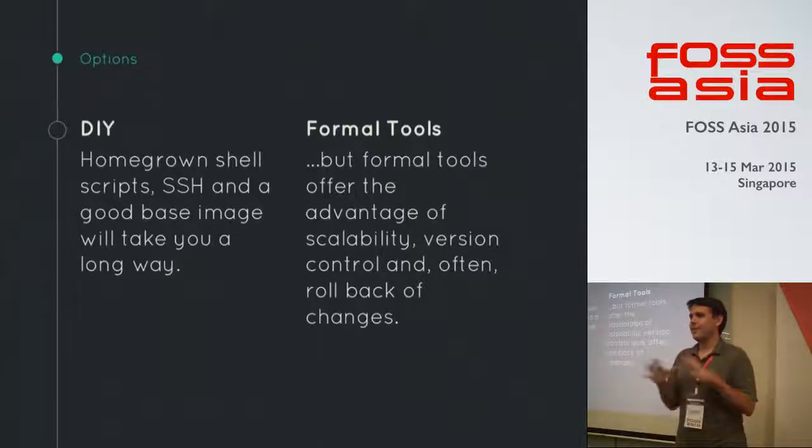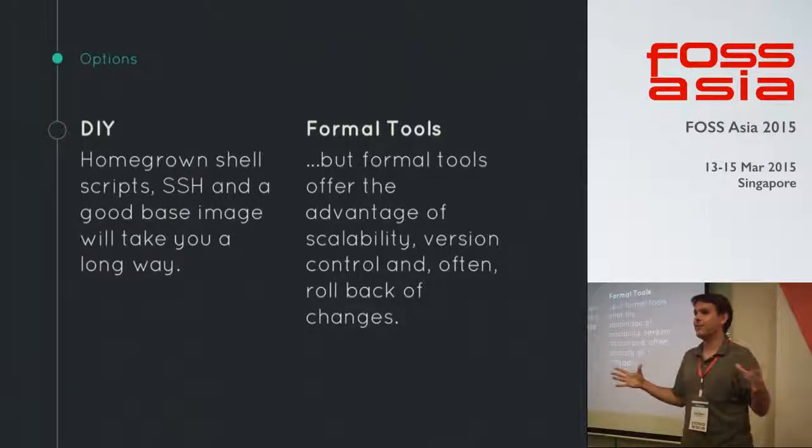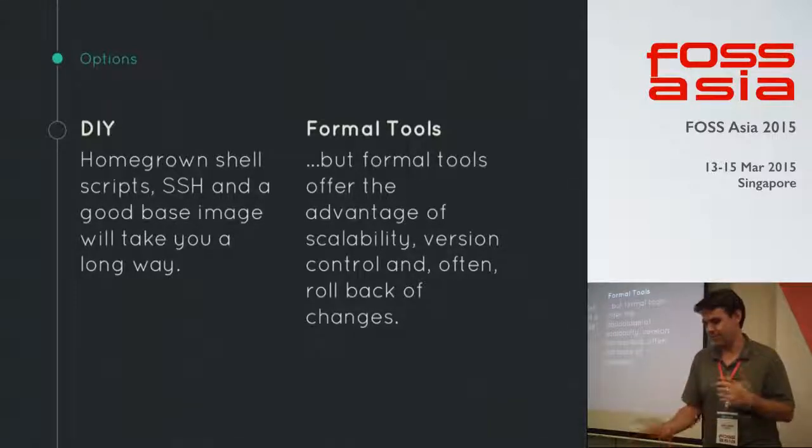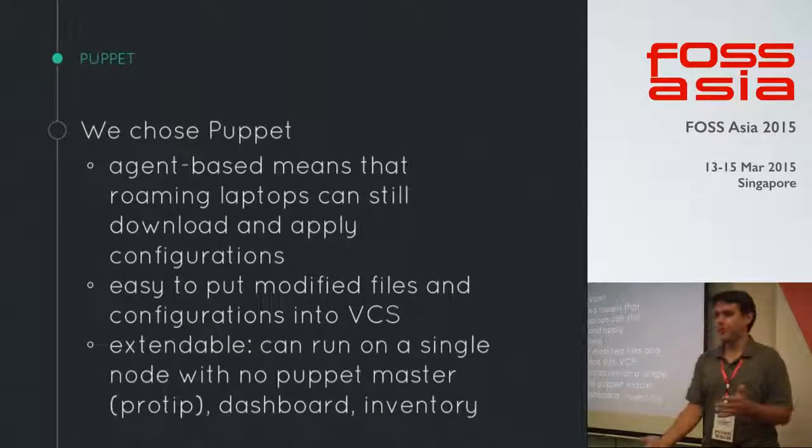So my homegrown tools worked really well when I was physically present. But when I wasn't physically present, or if the site didn't have a DNS server, or didn't have static IPs for the host I was configuring, it didn't work so well. With something like Puppet, we can scale out, we can operate on multiple sites, we have version control, we can check in the things that we do, and we can roll back sometimes. So, yeah, we chose Puppet.